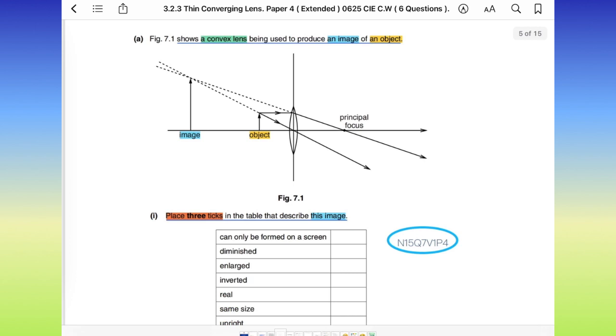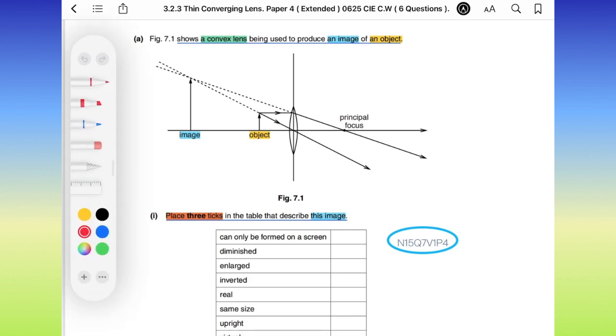Hello everyone, welcome to Physics Blender e-learning platform. Today we are discussing thin converging lens, paper 4, classwork for extended candidates. We have question 2. I will start with question 2, which is discussing a convex lens, which is the other name for converging lens, used to produce an image of an object.